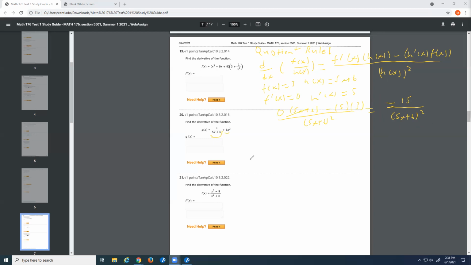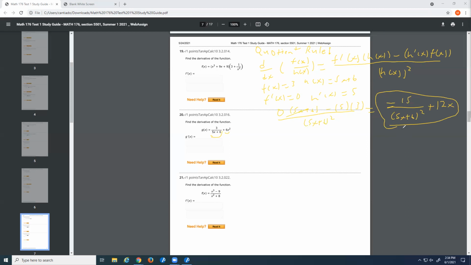Oh, shoot, don't circle it just yet. That was the first term. We still have one more term on the outside here where we have to do our normal power rule, the plus 6x squared. So the derivative of that is just going to be 12x. And now we can circle the answer, and we should be good. So yeah, I think that is looking good.